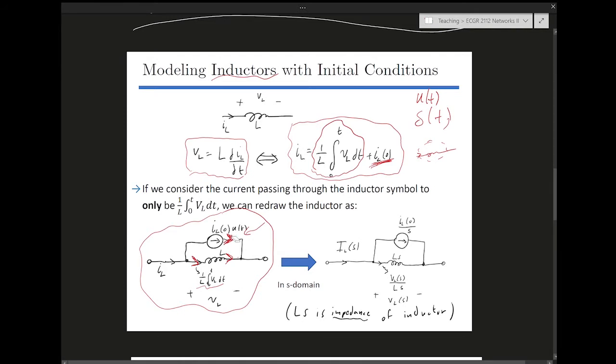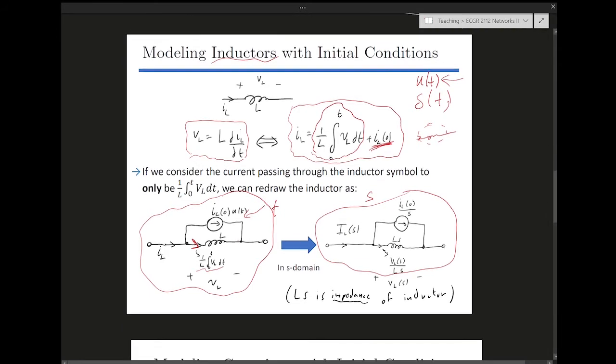And when I go from the T domain to the S domain, IL0 is constant, U of t, that translates to IL0 over S. And then the impedance becomes LS, right? And the current going through the inductor symbol is just VL(s) over LS, or VL(s) over SL, right? SL is the impedance of the inductor, right? So this is the S-domain model that's based on the unit step function.